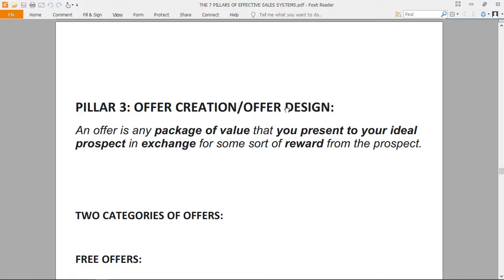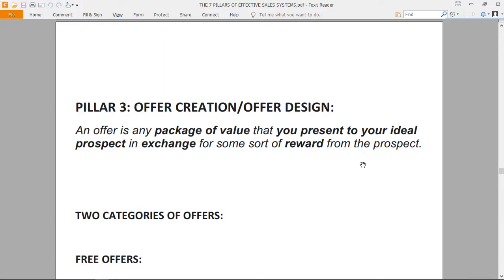An offer is any package of value that you present to your ideal prospect in exchange for some sort of reward from the prospect. So it's essentially an exchange of valuables. The process of making an offer is an exchange of valuables. An offer in itself is a package of value. Very important. So whether the reward is monetary or some other sort of reward, you've just made an offer.